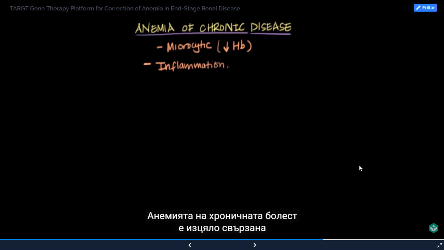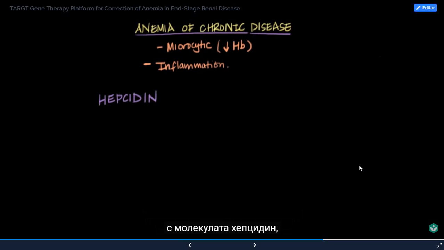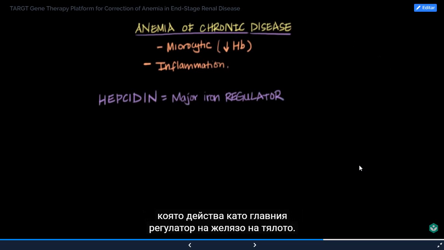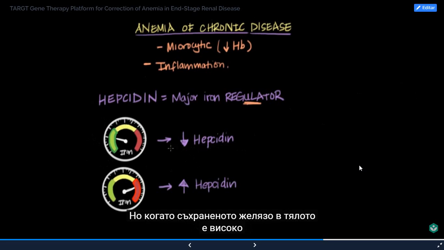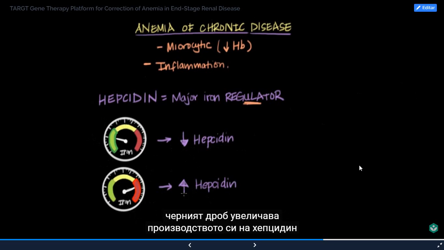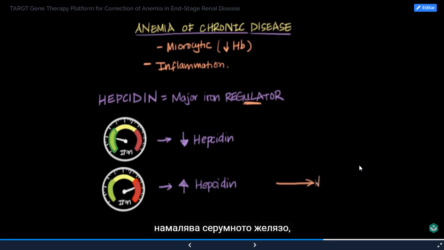Now, anemia of chronic disease has absolutely everything to do with the molecule hepcidin, which is a polypeptide. It's just a fancy term for a chain of amino acids that's produced by the liver and serves as the body's major iron regulator. By regulator, I mean that when the serum iron levels are low, there's a low production of hepcidin. But when the body's iron stores are running high, or when there's an excessive amount of iron in the body, the liver increases its hepcidin production. And it does this because hepcidin then turns around and decreases serum iron.